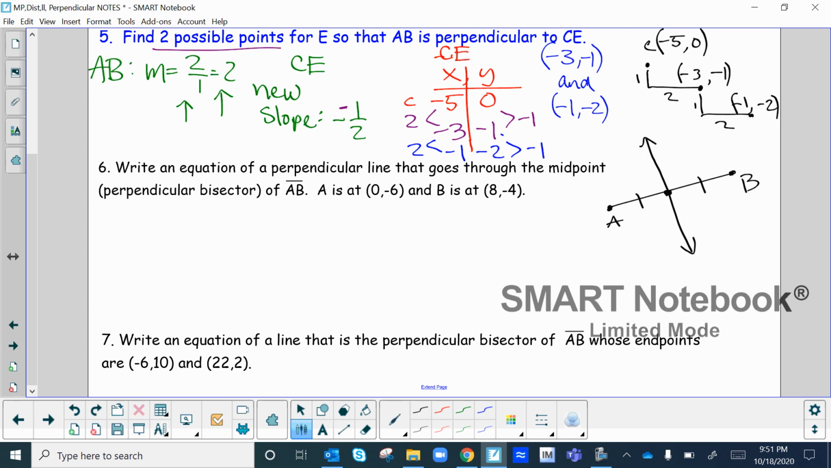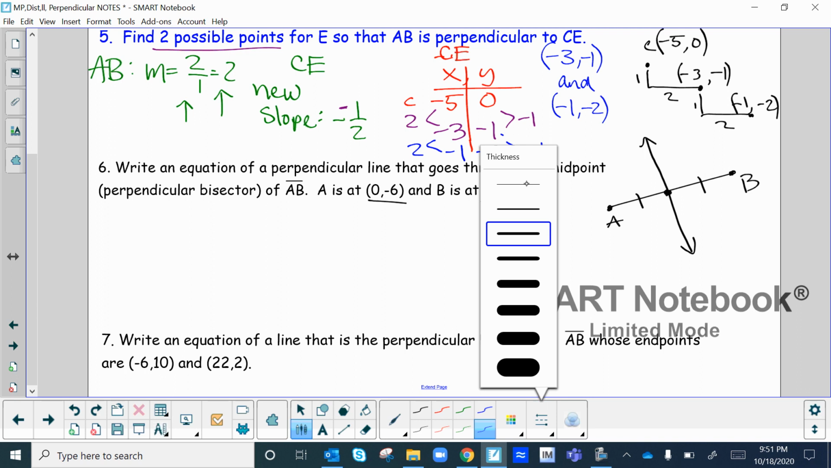So I have to know this midpoint, and then I have to figure out what the slopes need to be, because that's what it requires to find an equation. I need a slope and I need a point. So let's figure out the point first. The point should be pretty easy. That's finding the midpoint of these two.